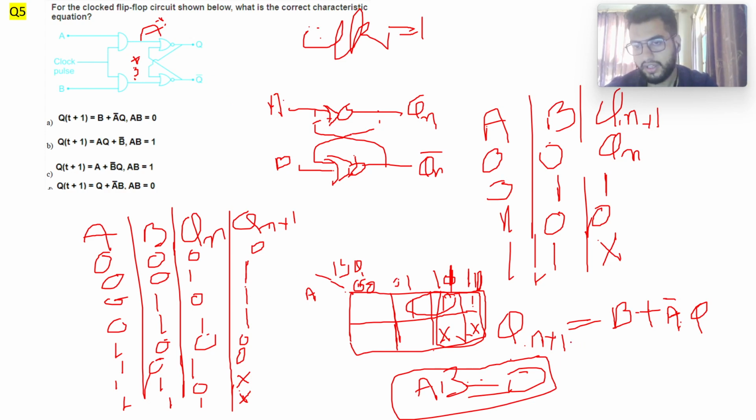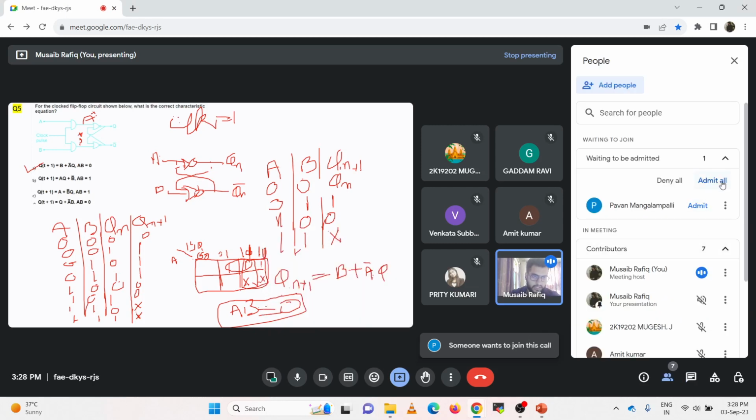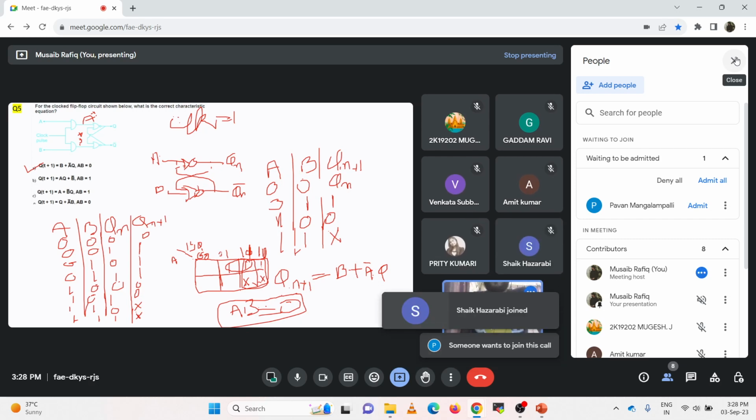So what we'll have, we have Qn plus 1 is equal to B plus A bar Q, and A dot B is equal to 0. That is option A is your correct answer. So one of the students had solved it correctly, others also tried. That's nice.